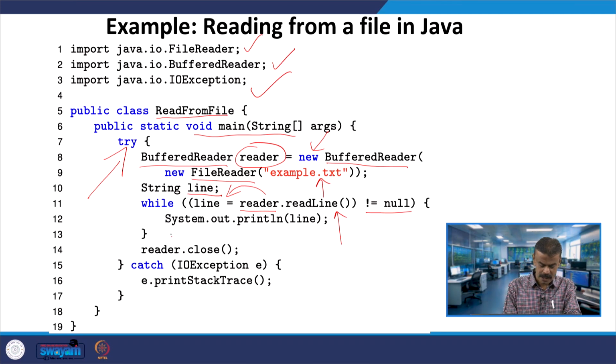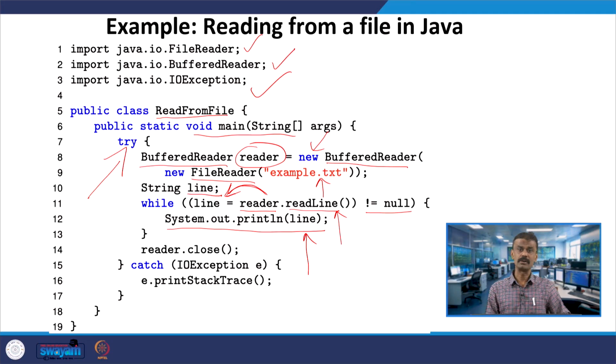Assume that only one line is there, it is not null. So it goes and prints with System.out.println, I am printing the line. Whatever you are reading, you are storing in line, which is a variable of type String. If it is not equal to null, that means assume the first line is, hello, welcome to IIT Roorkee. If I am able to read that, it is not equal to null. When it is not equal to null, System.out.println line, so that particular line will be printed.